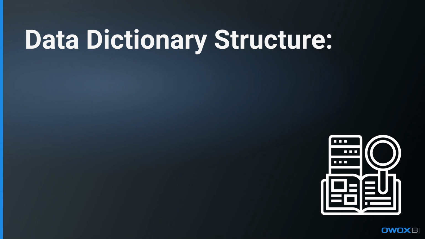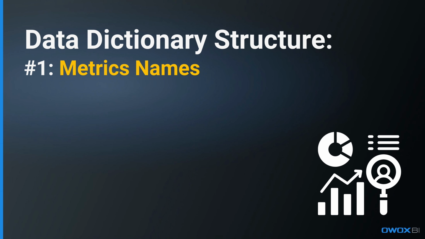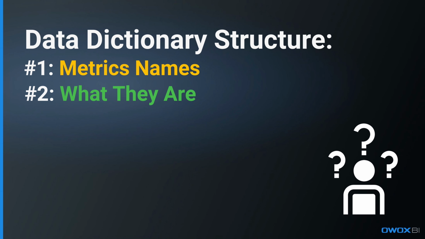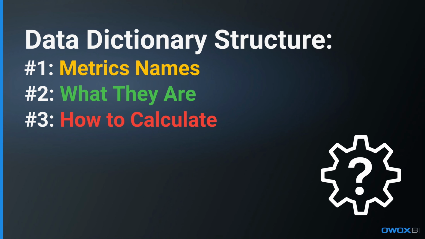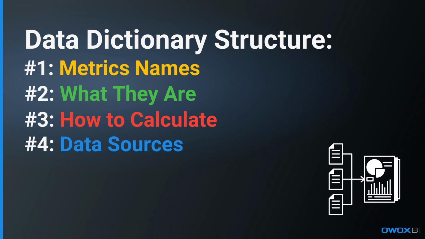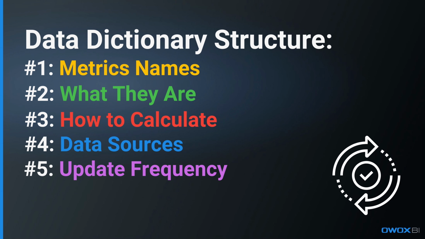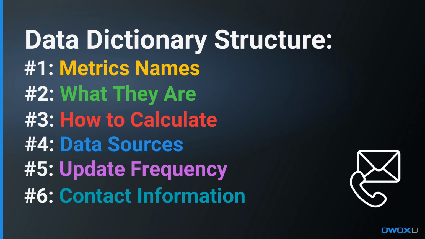So here is a possible structure of the data dictionary. Start with the metric names. Clearly state the name as it appears in reports. Then, provide a concise and precise explanation of what that metric means. Explain how the metric is calculated, including any formulas used. Plus, you can tell where the data originates from. Indicate how often the report or a specific data point is refreshed, and finally, add your contact for questions regarding the metric.